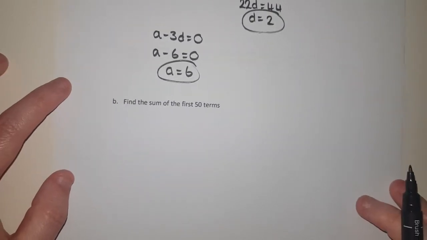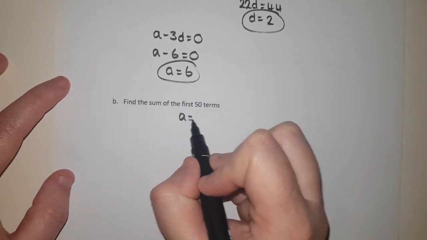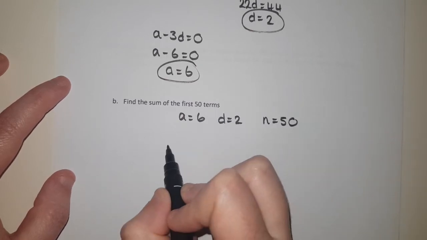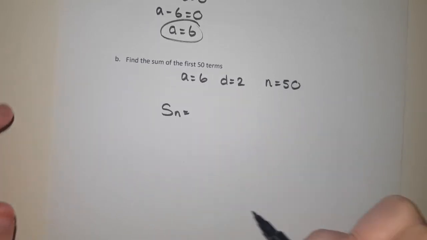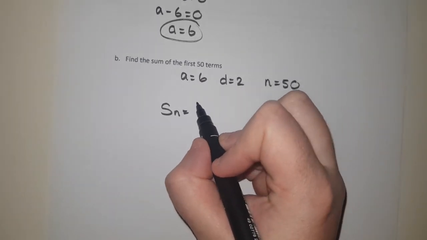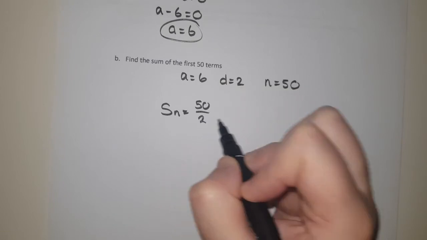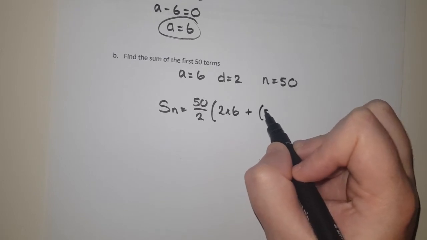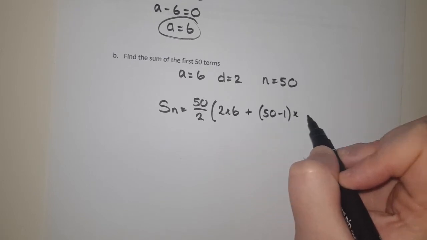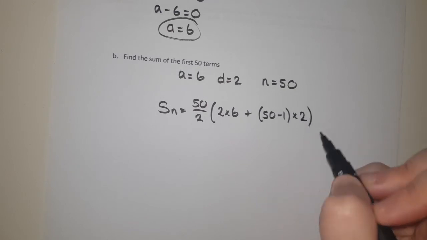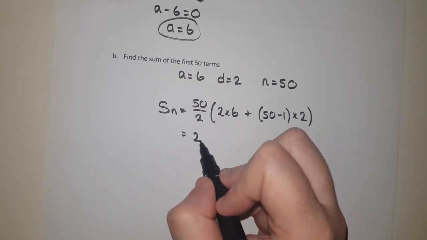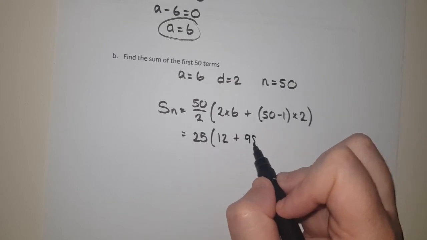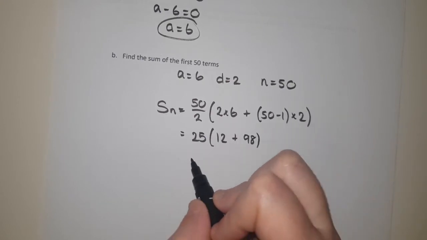It's then got find the sum of the first 50 terms. Well, now that I know that a is 6, d is 2, and n is 50, we're just going to use the sum formula you're given in the formula booklet. We get 50 over 2 brackets 2a plus (n minus 1) times the difference, which is 2. And you can, if you want, just type it all into a calculator. So 25 lots of 12 add 49 times 2, which is 98. 98 add 12 is going to give us 110.